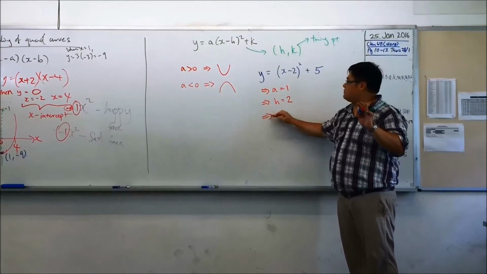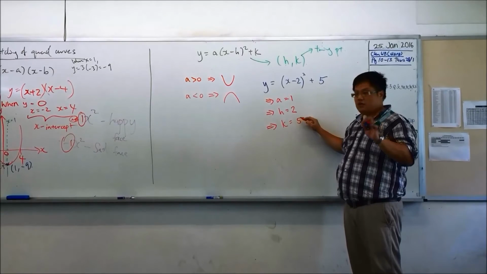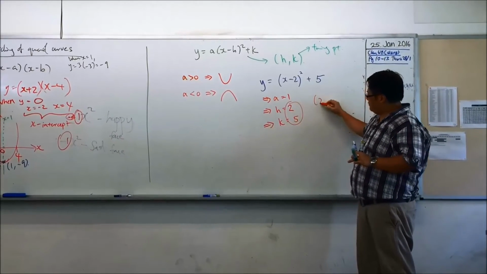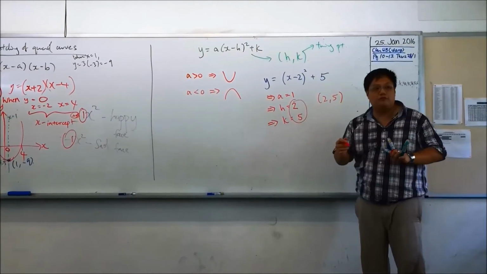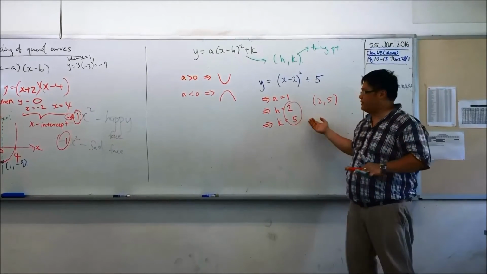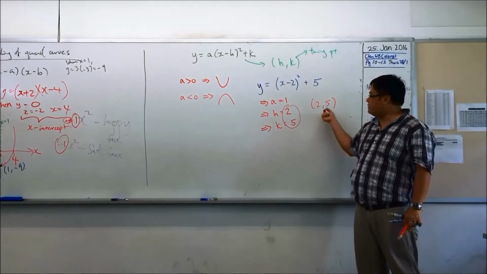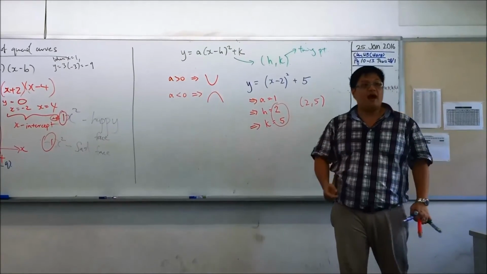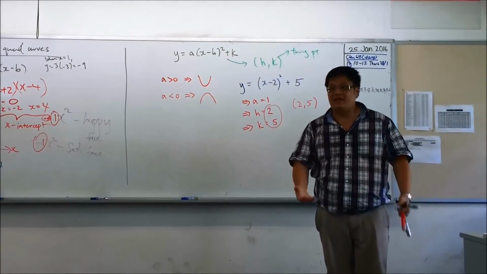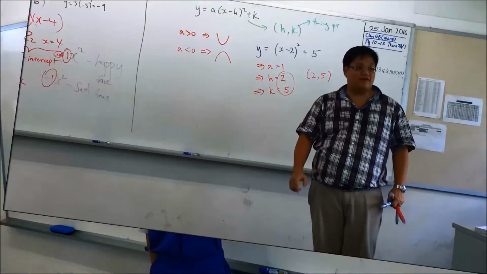Last but not least, what is my k? My k is 5. So this tells me that my turning point is the point (2, 5). So we know this graph is a smiley face that has a minimum point, and the coordinates of the minimum point are (2, 5). How do we sketch that? Can we take 1 minute to sketch this graph now? Please begin.